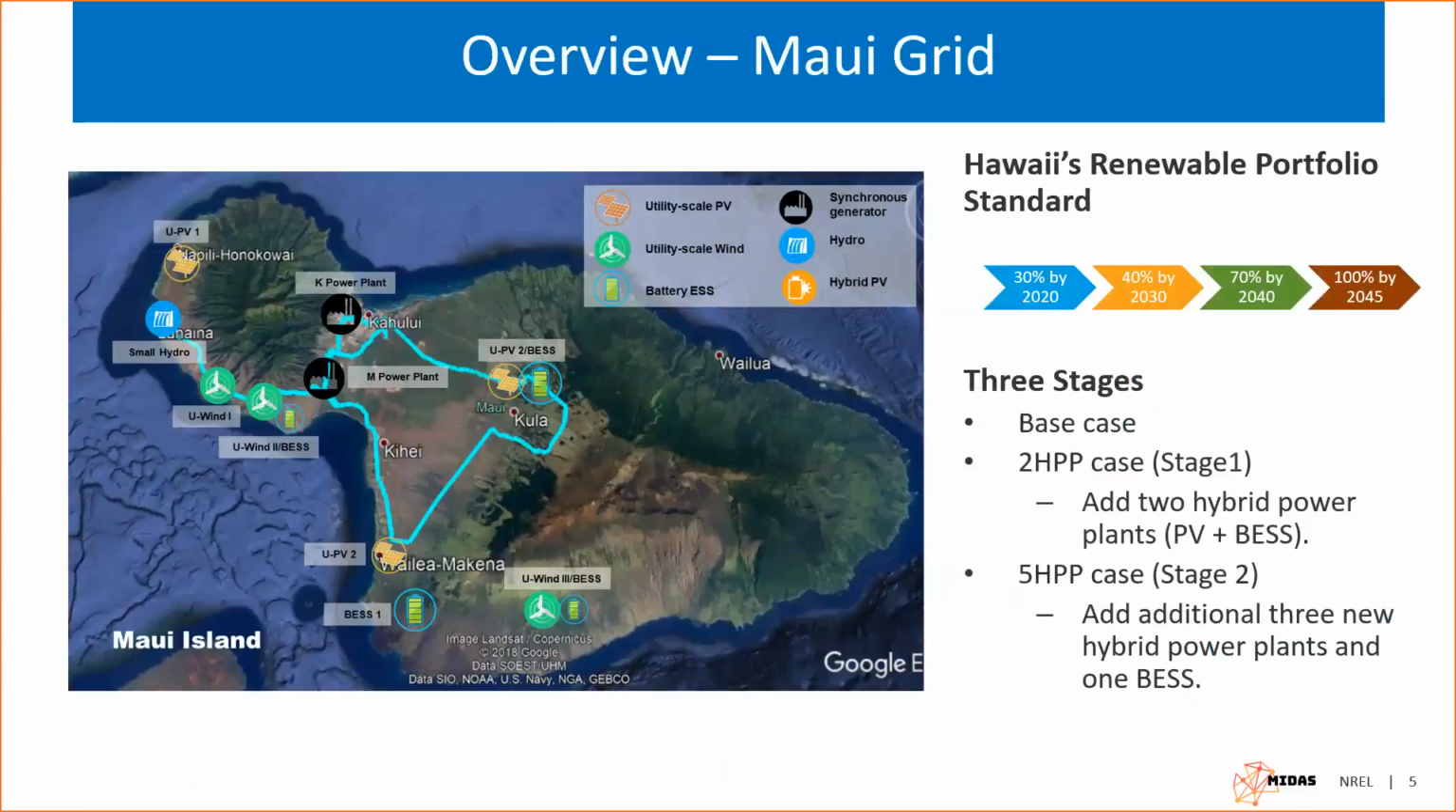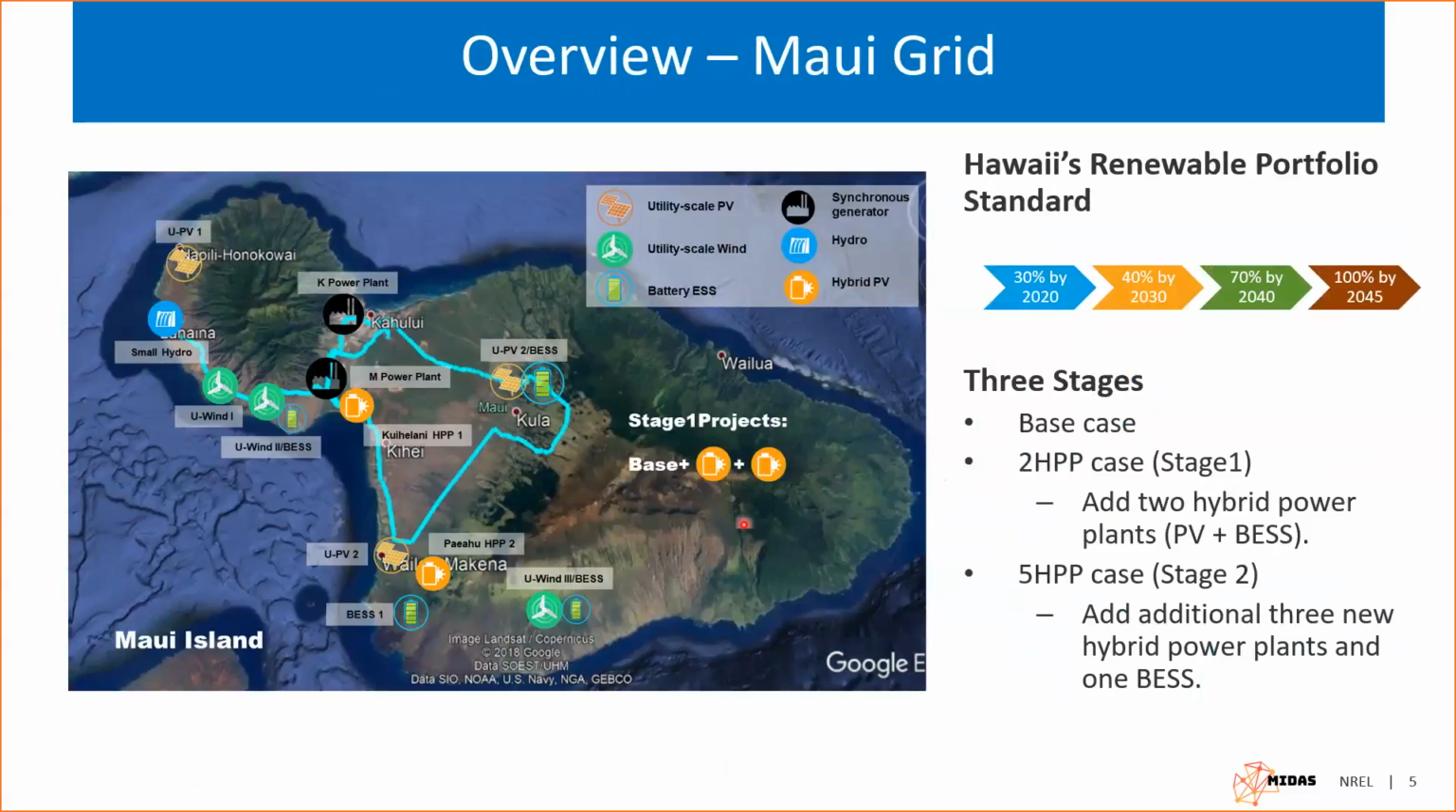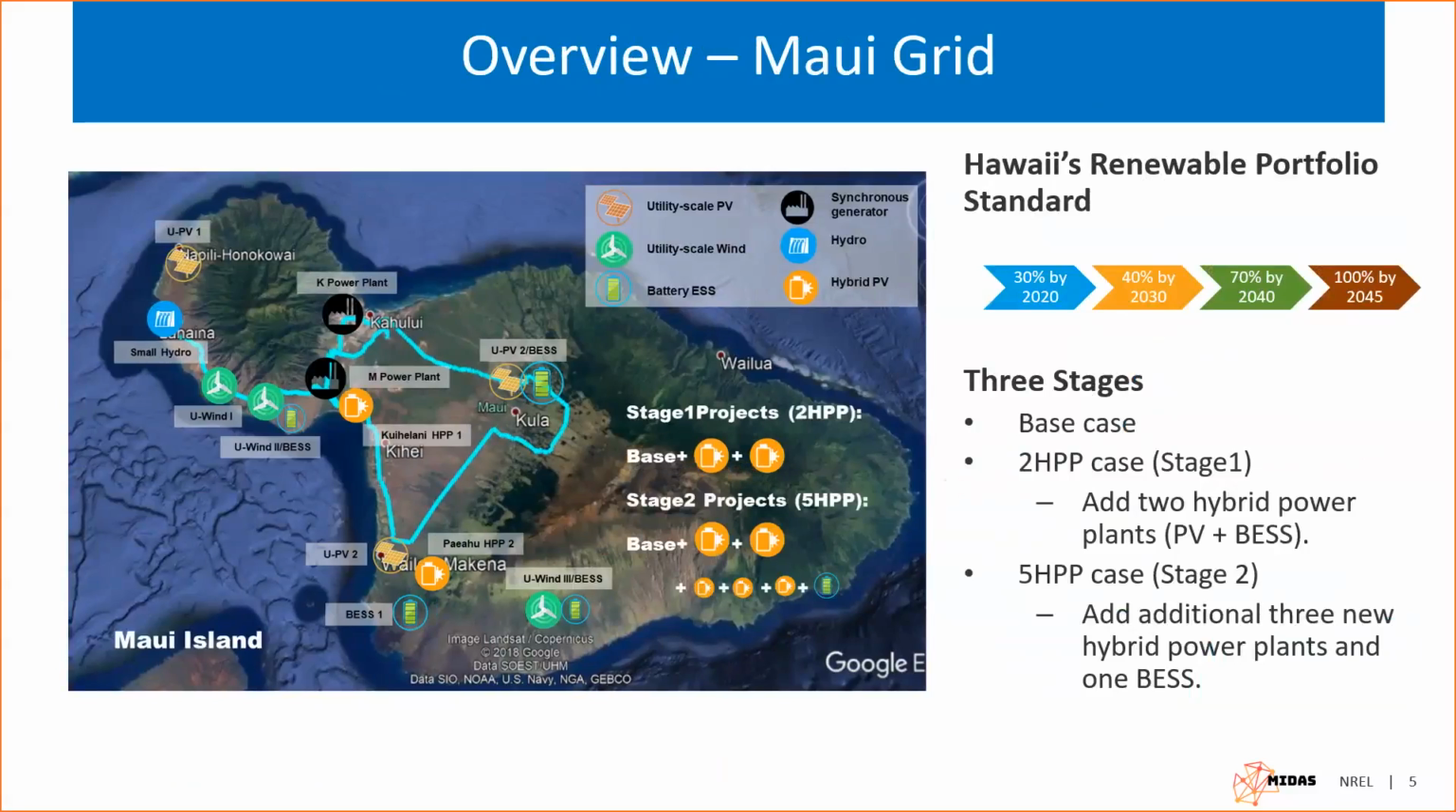Okay, so as we know, Hawaii has a very ambitious goal to achieve 100% renewable by 2045. So the Maui grid plans to install 2 large megawatt-scale HPP in 2022, and also an additional 3 HPP hybrid PV power plants and 1 battery in 2023. The capacity of the additional HPP is very significant. They might be able to supply 100% of the load by just using wind and solar. The question here is, how should we operate this system with very low or zero inertia?